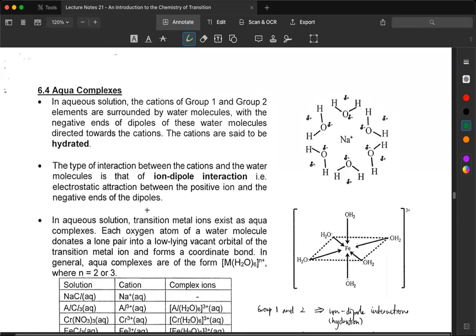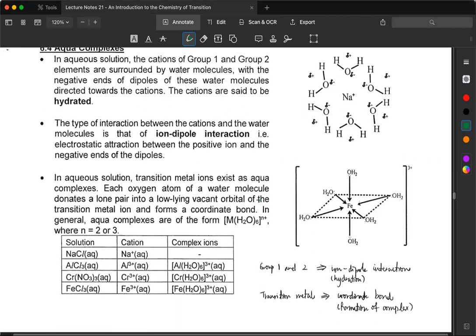So in aqueous solutions, the group 1 and group 2 cations are surrounded by water molecules as shown, with the negative ends of the dipole of water molecules directed towards cations. So these cations are known to be hydrated. And we have learned in the earlier chapter on bonding that this type of interaction between cations and water molecules is ion-dipole interaction.